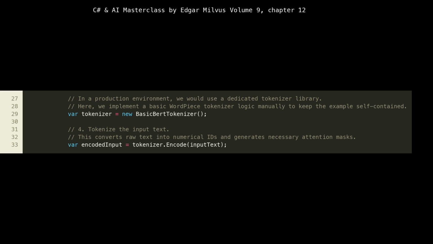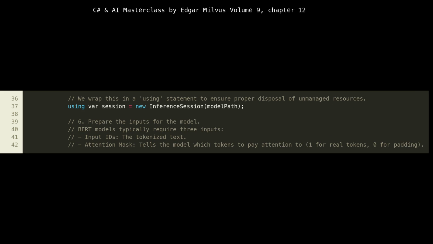At lines 36 to 42, we create an inference session using Microsoft.ML.OnnxRuntime. This is the core component that loads the ONNX model and prepares it for execution. Notice the using statement at line 37, using var session = new InferenceSession(modelPath). This is a C# best practice for managing unmanaged resources.